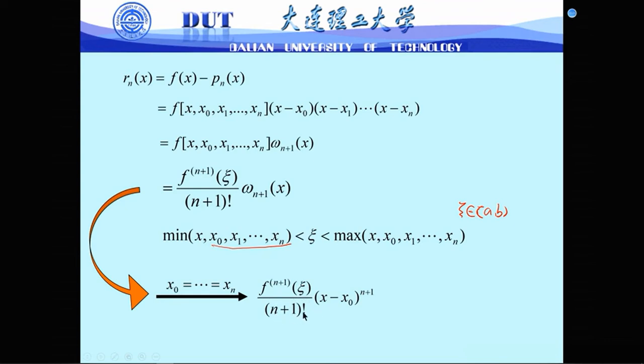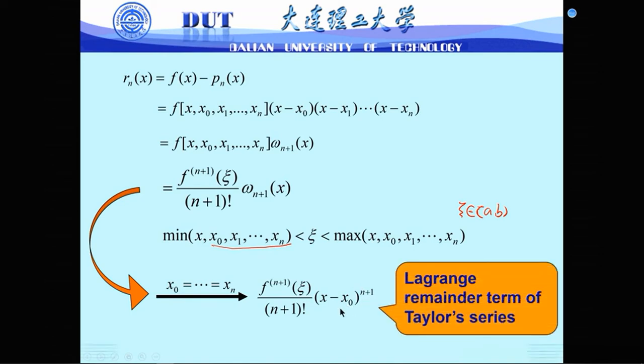Divided by (n plus 1) factorial, multiplied by, here, each term is (x minus x0). So how many terms here? We have n plus 1 terms. So here, power n plus 1. It's okay? Okay, so actually, this is the Taylor series.